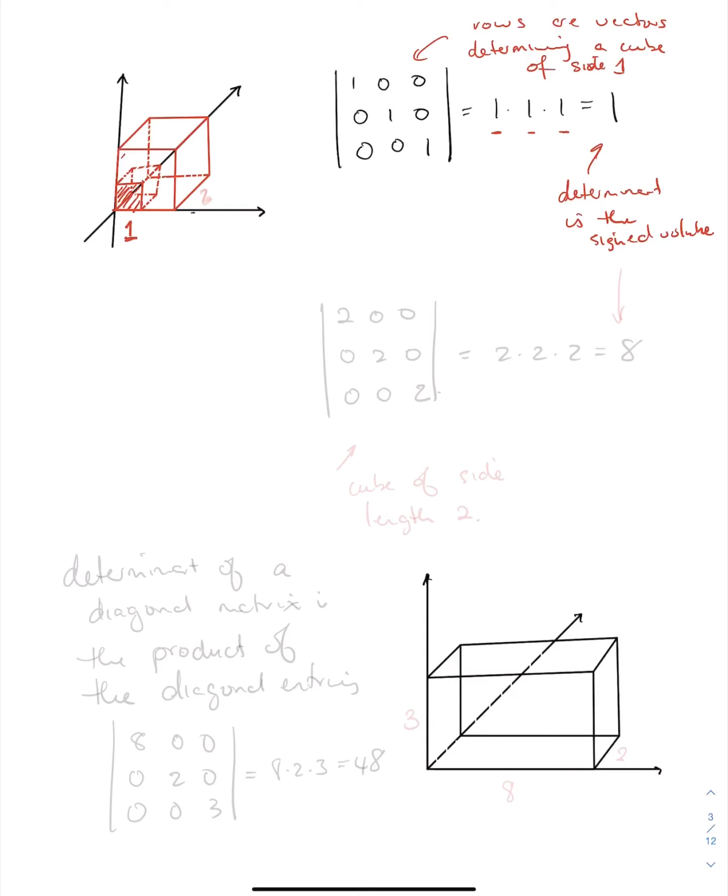If I were to think of 2, 0, 0, 0, 2, 0, 0, 0, 2, okay, this should correspond to a cube of side length 2, like so. We know how to calculate that volume. It is 2 by 2 by 2, which is 8, which actually coincides with the determinant.